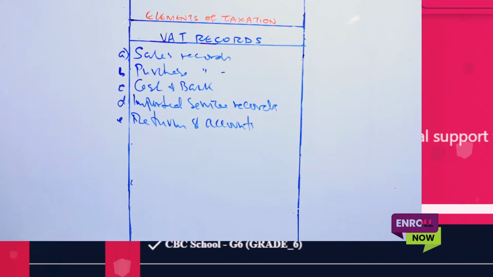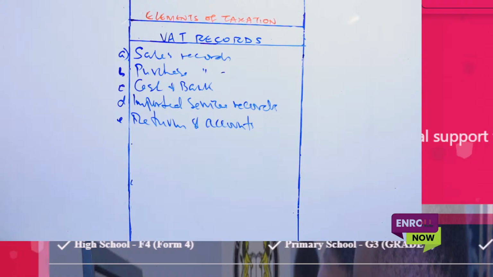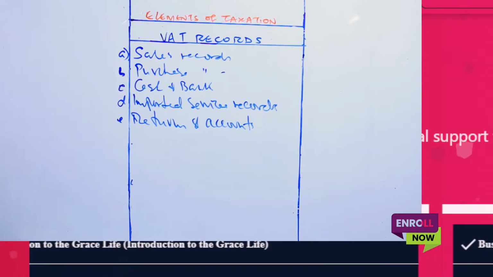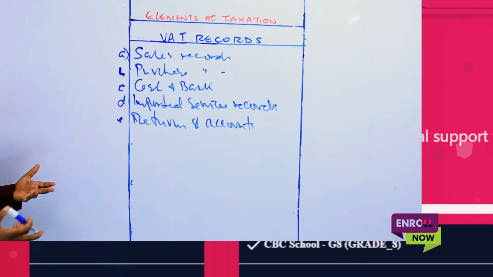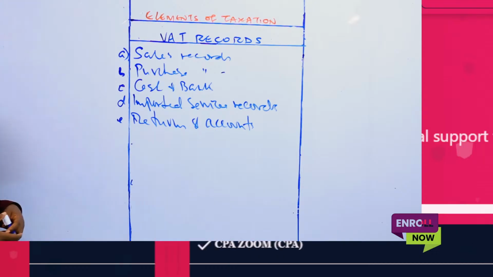Then another record is withholding VAT tax certificates. If tax was withheld from your sales, then you need to have copies of withholding tax certificates.